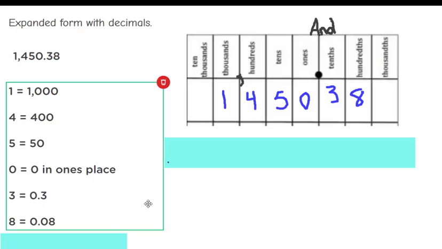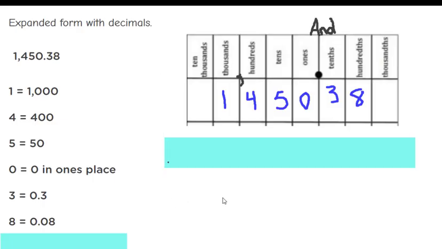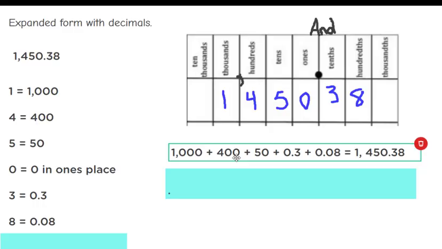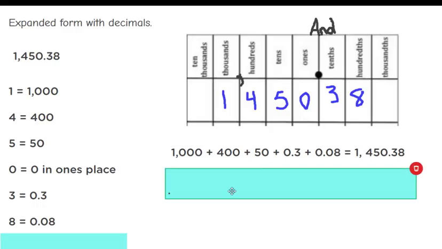Now, when I write that number, we went from standard form, we're going to go ahead and write it like this. 1,450 is 1,000 plus 400 plus 50 plus 0.3 plus 0.08, 1,450 and 38 hundredths.